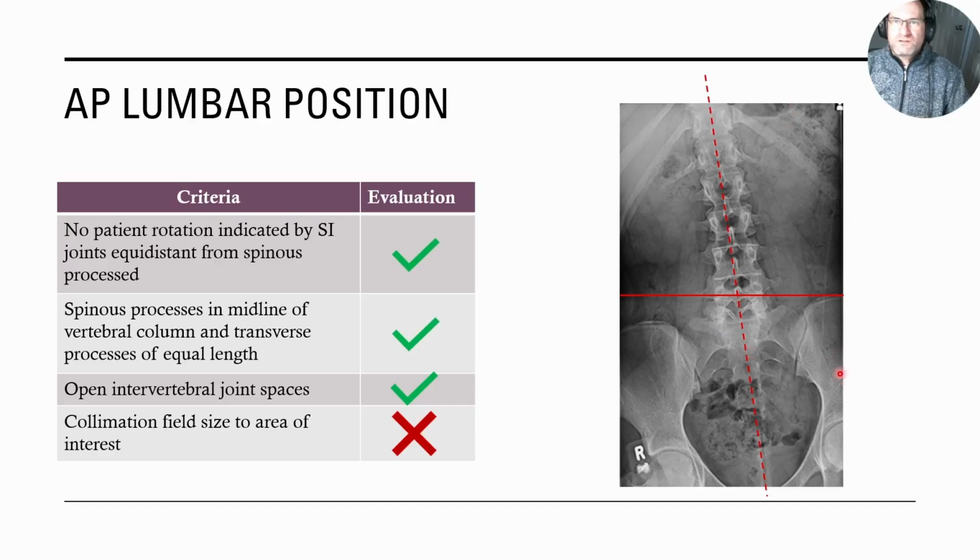Our collimation could have been a little tighter in through here, and we almost got symphysis pubis, so it's a little much. And our centering is the center, like the level of the iliac crest. I guess if we went to here, we'd be pretty close, so it's not that far off.